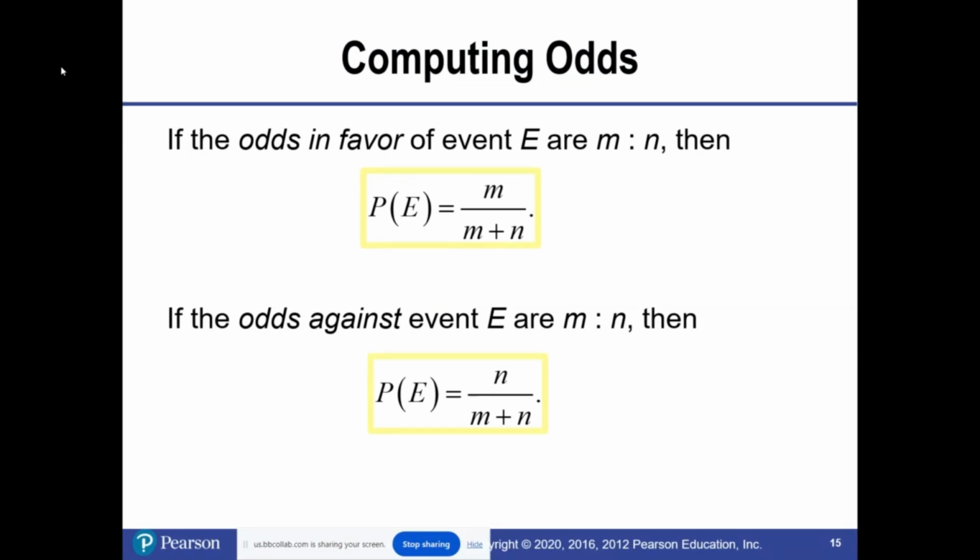Okay, computing odds. If the odds in favor of an event E are M to N, then the probability of E would be M over M plus N for the odds in favor. For odds against, then you're going to say the probability of E would be N over M plus N. Okay. So take a second to write those down. Okay, and the difference in this and what we did before is that instead of just counting the odds, we're figuring out the probability of it happening.